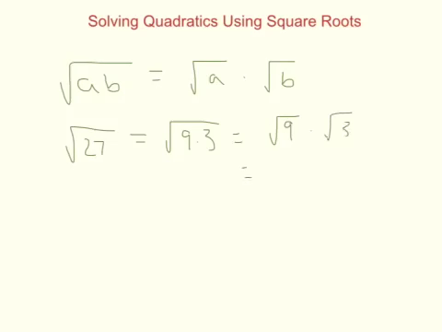Well, the square root of 9 is 3, times the radical 3. Or we just say 3 radical 3. So the square root of 27 is equal to 3 radical 3. That's how we reduce square roots. Let's try a couple more.